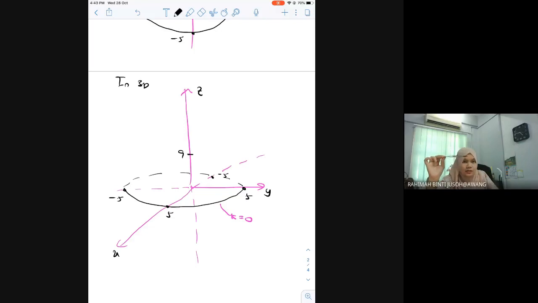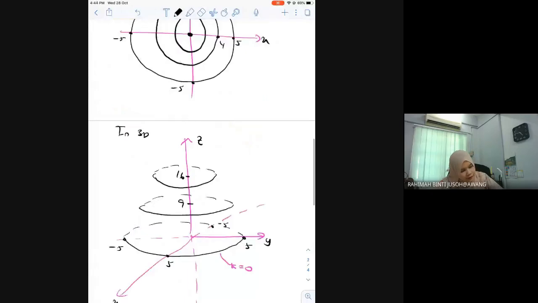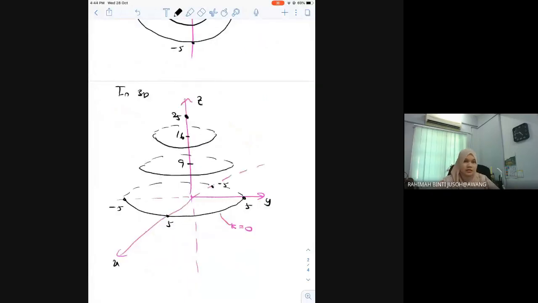K equals to 9 here. So we will have a smaller circle. Okay, a smaller circle with radius 4. So like this. Alright. And then when we keep continuing, when k equals to 16, we will have a smaller circle. Lagi kecil. Dengan radius equals to 3. Like this. Okay, so the last one when k equals to 25, we will just get a point of 0, 0. So at the level of z equals to 25, we just get a point like this.